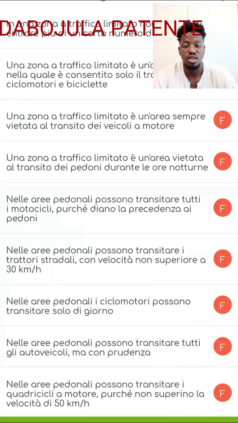This is false. Nelle aree pedonali i ciclomotori possono transitare solo di giorno. In pedestrian areas, motorcycles are allowed to circulate only in the daytime. False. Nelle aree pedonali possono transitare tutti gli autoveicoli, ma con prudenza.